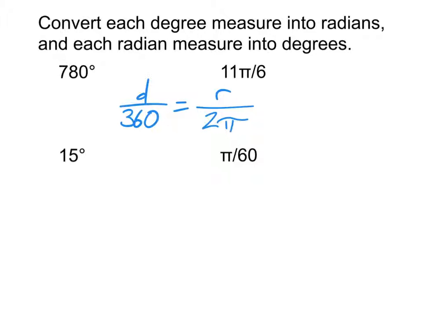And it's just a matter of if you know the degrees, you plug that in for D. Or if you know the radians, you plug it in for R. Solve for the other one. So continue solving through these 4 problems, and we'll take a look at the work here in just a few moments, at least for the first pair.